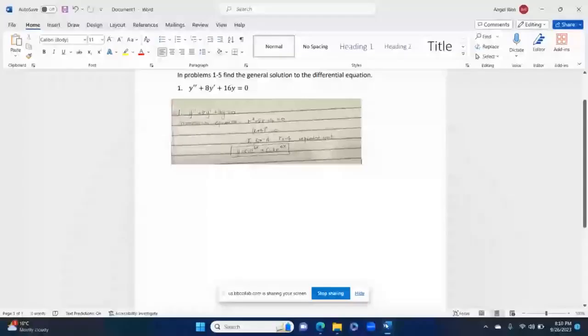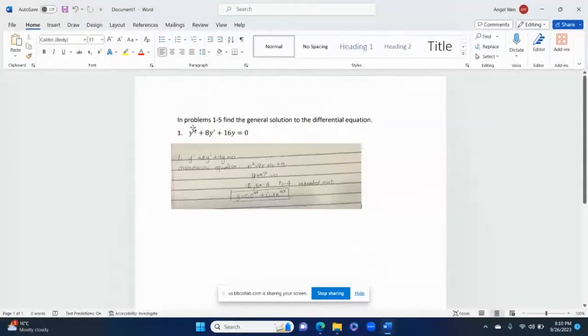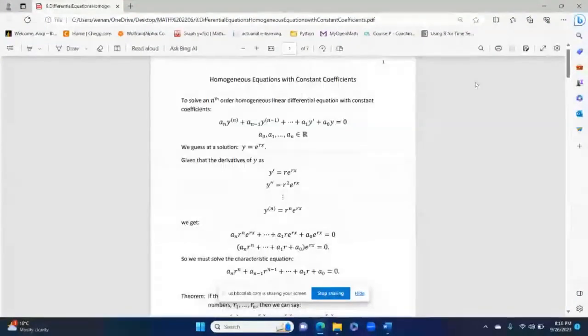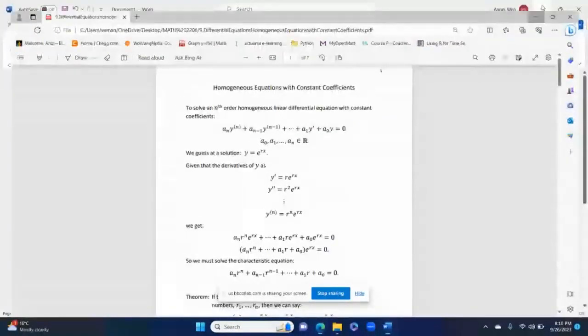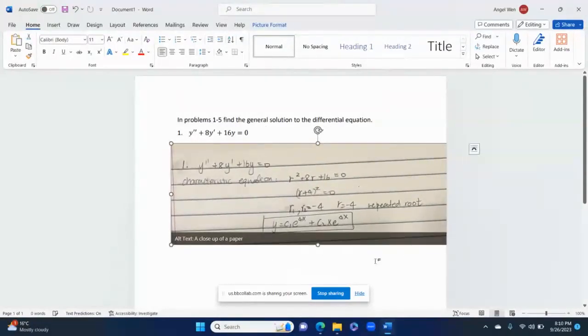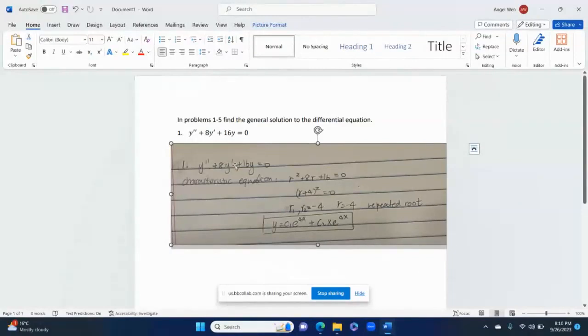Yes, now. There we go. So I am doing question 9.1, which is to find the general solution to the differential equation. And we can see here that we're given an nth order homogeneous linear equation. I'll enlarge this. There we go. So the question is y double prime plus 8y prime plus 16y equals 0.